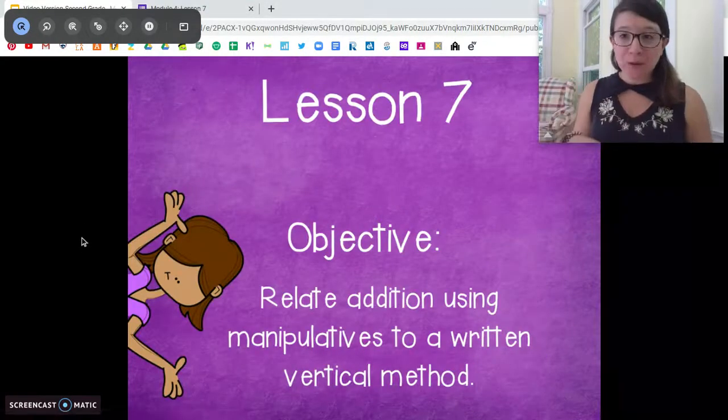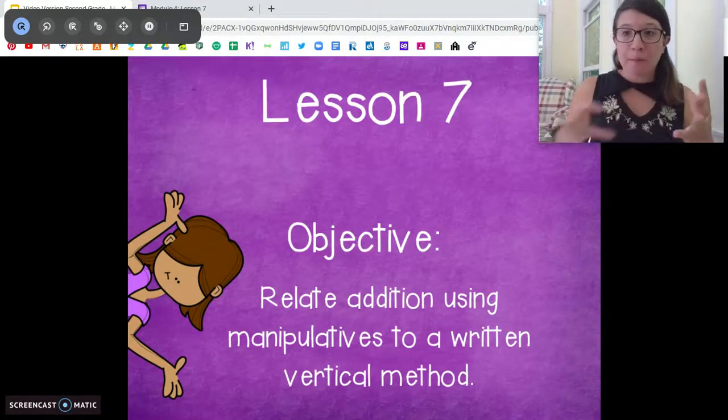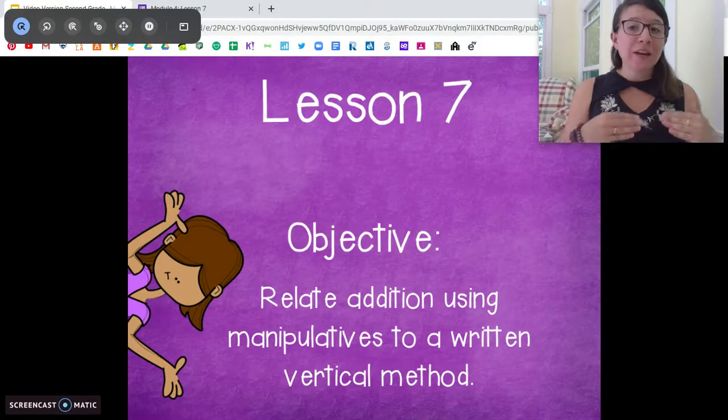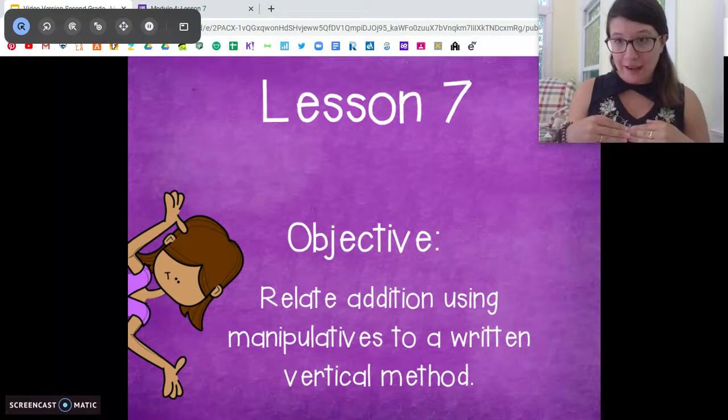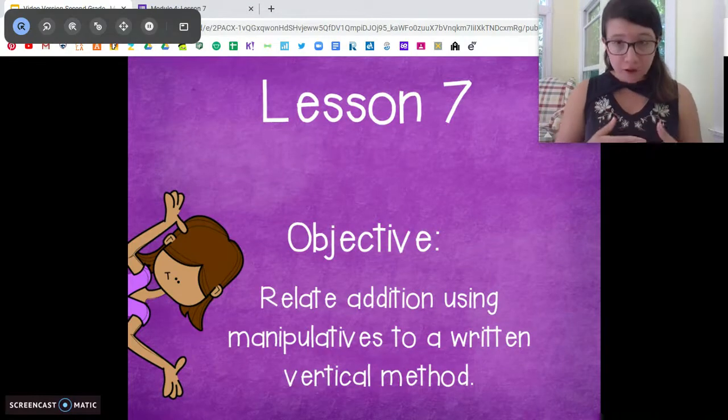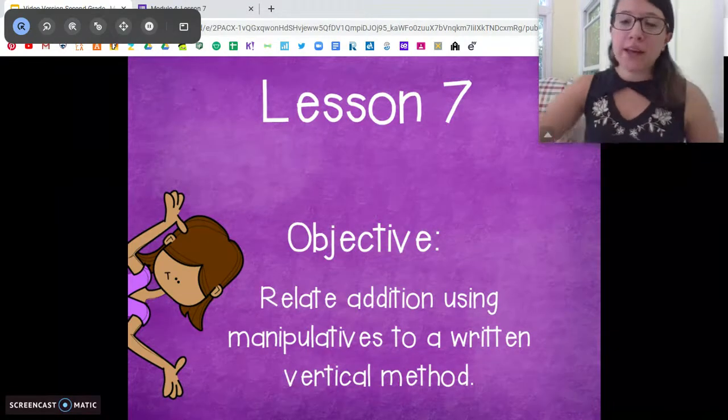So yesterday we talked about how to bundle a 10, move it over to make it easier for us to add two-digit numbers. Today we're going to learn a new way of adding, still using our place value discs, but we're going to learn a way called the vertical method. So we're going to be working with that today.